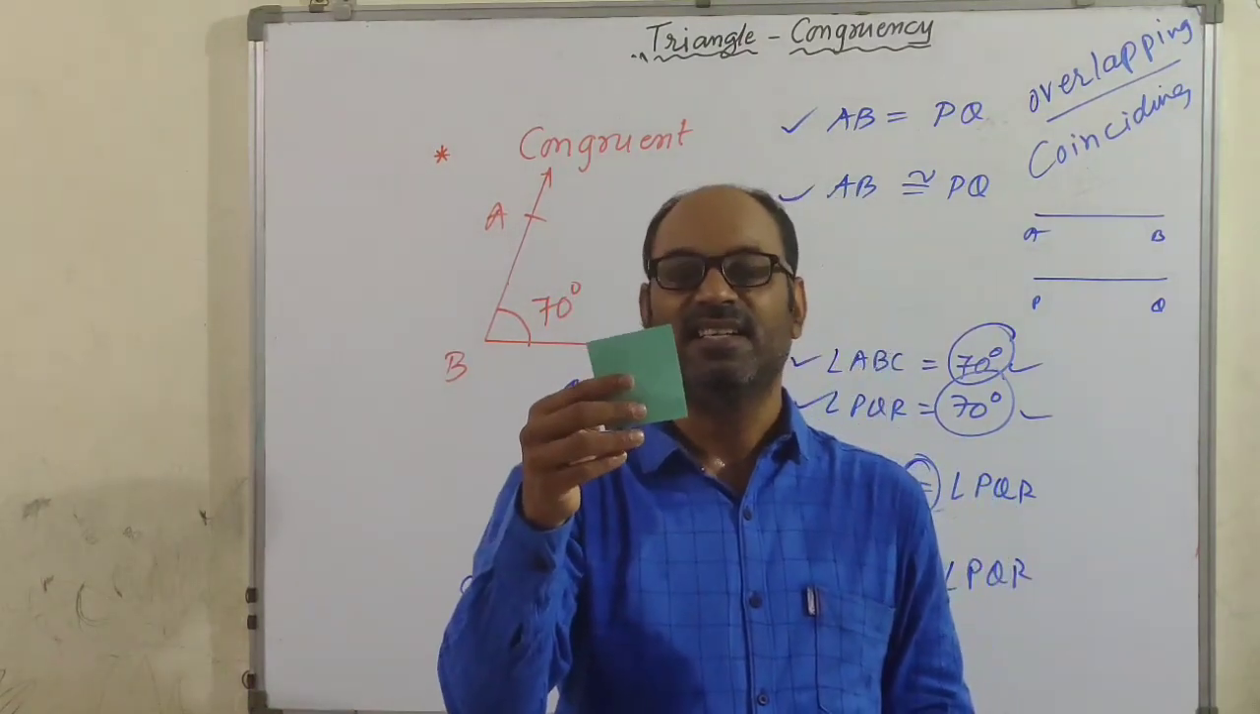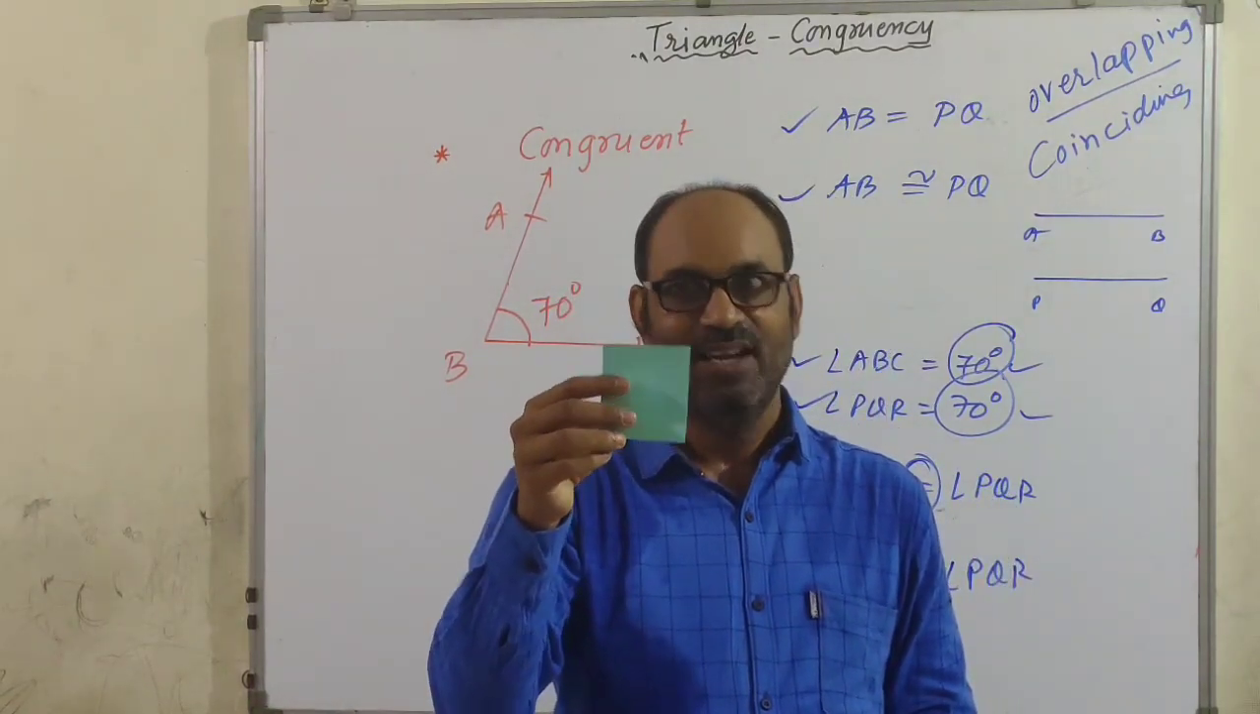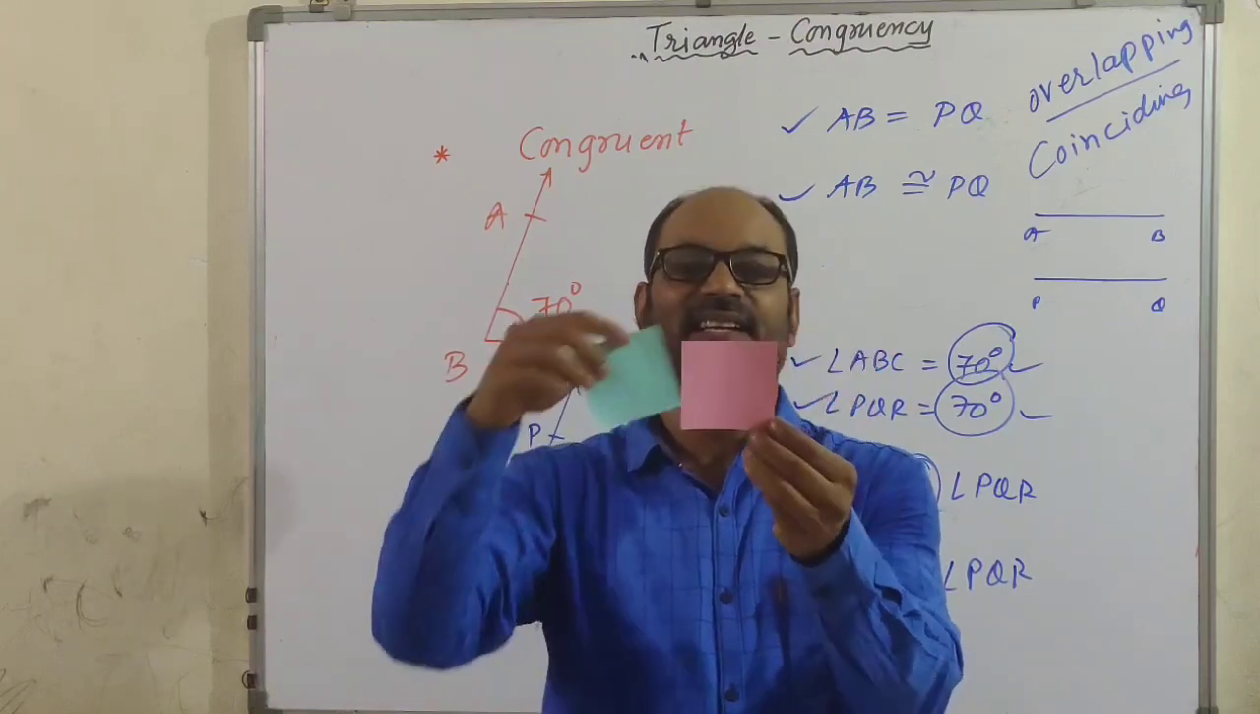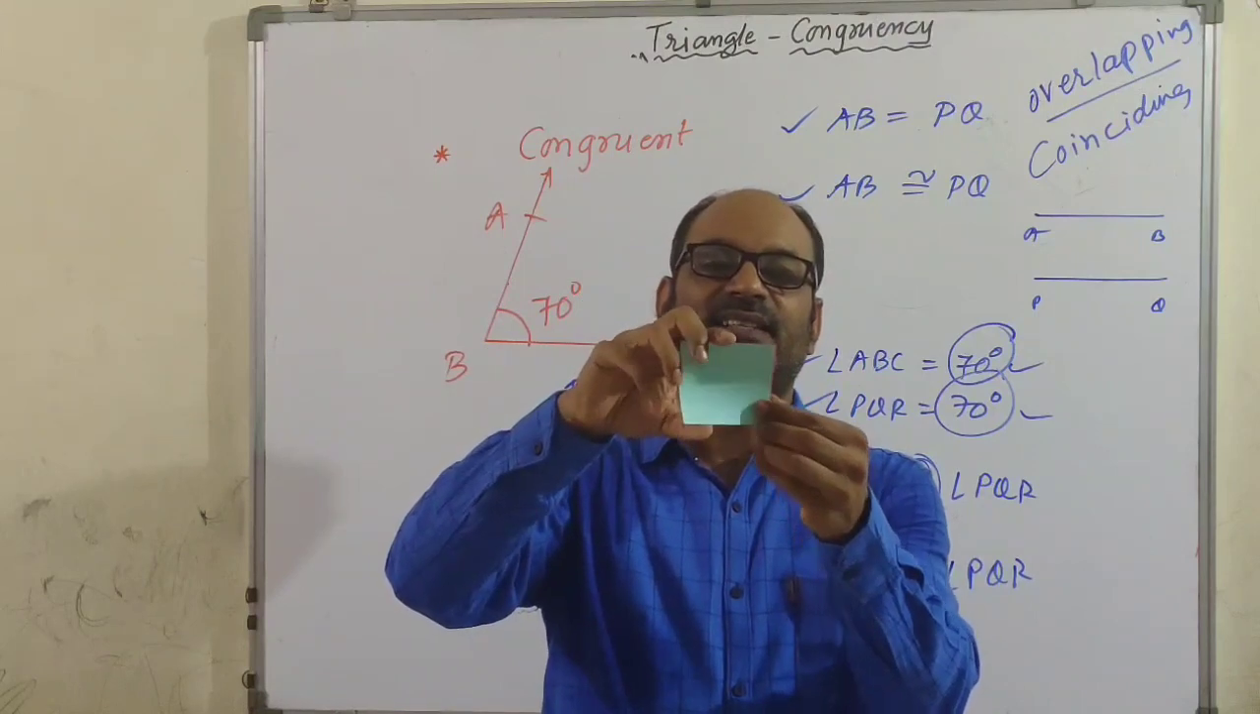What is this? A square. All sides are equal. This is another square. Correct? You can see. Let's try to coincide.